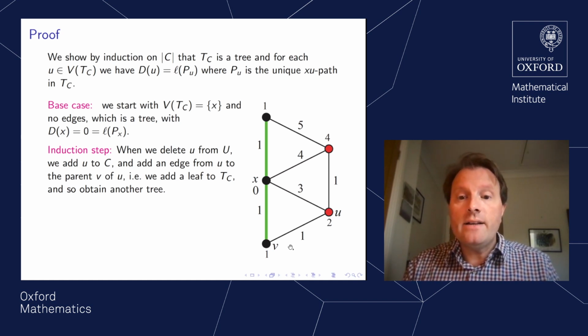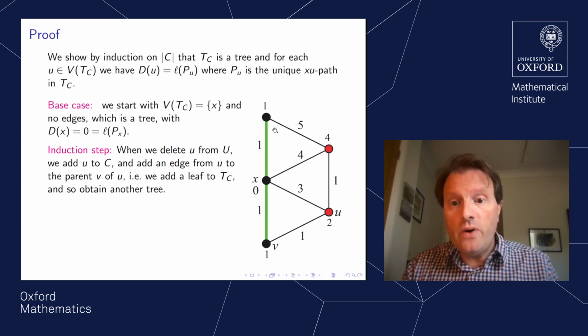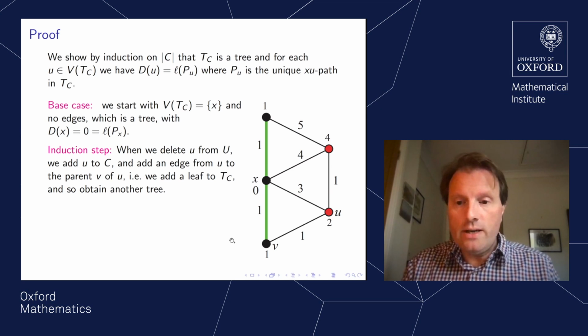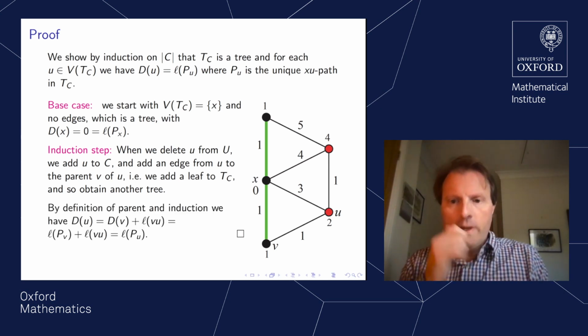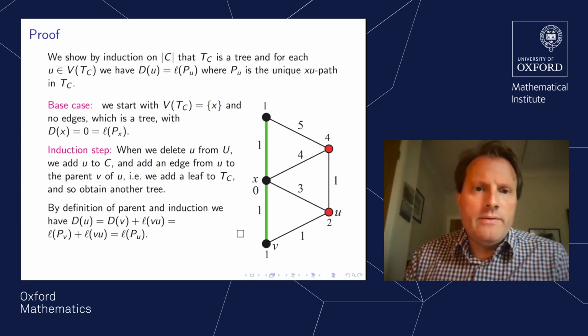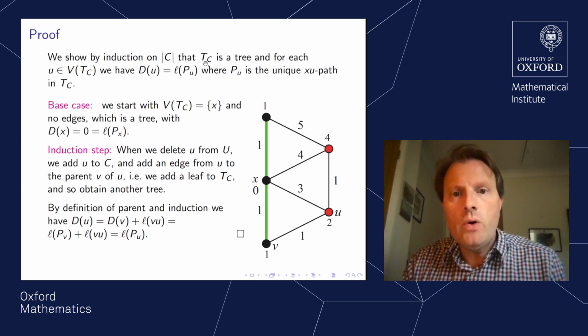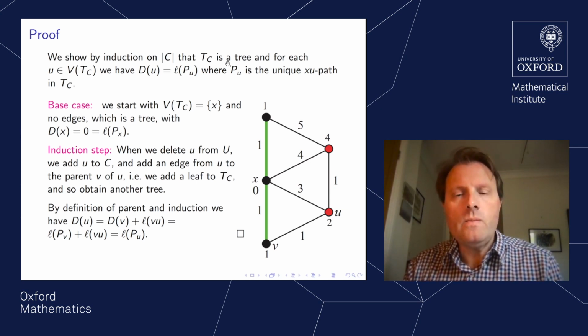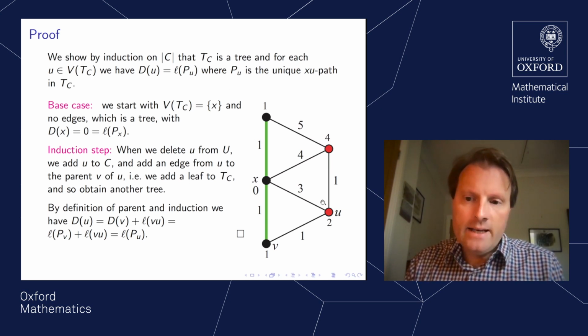So in other words, we know by induction, the inductive hypothesis, is that what we've created in green so far, TC, is a tree. And what we're doing is we're adding a leaf to that tree. And so it stays a tree. Okay, so that's one part of the thing that we have to show, that each time we add an edge to TC, it stays a tree. We also need to check that when we add in this vertex U, D of U is L of P of U.